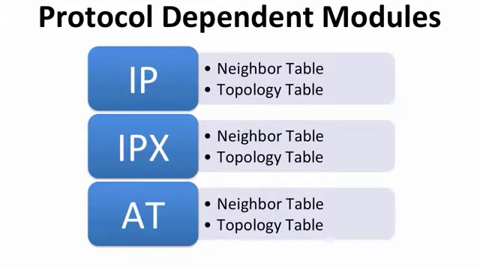And last but certainly not least, we have protocol-dependent modules. So EIGRP and the DUAL algorithm function in a way that protocols can run and use EIGRP independently of one another. So IP builds out its own neighbor and topology tables. IPX and AppleTalk, they all build out their own neighbor and topology tables, and DUAL can work with any and all of them.